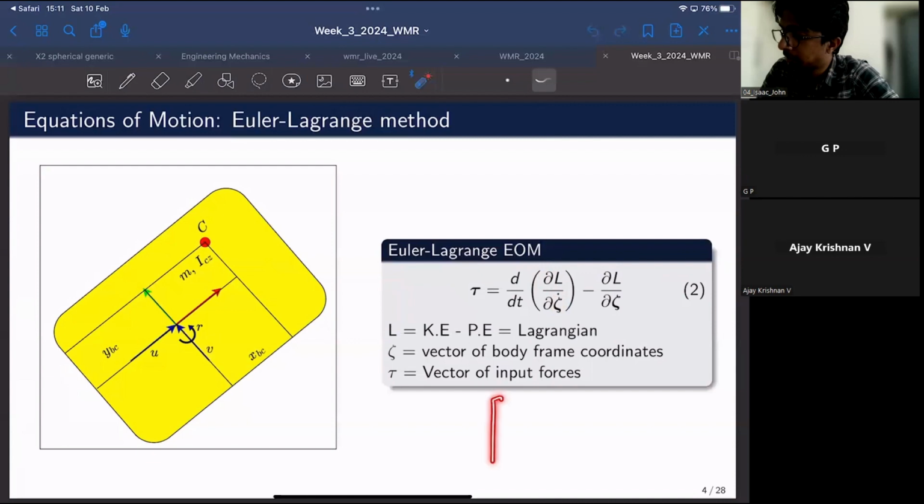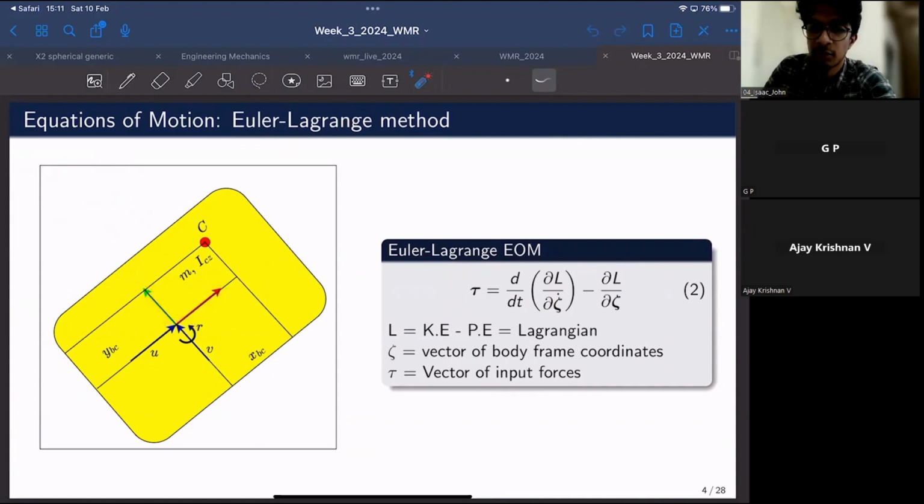It's not necessarily the zeta that you have come across in kinematics. In kinematics, zeta basically means u, v, r, so this is a velocity vector. But here we have a zeta that is somewhat different. It's not velocity, it's basically displacements, the degree of freedom coordinates along the x_b axis, the body frame axes, x_b, y_b, and z_b.